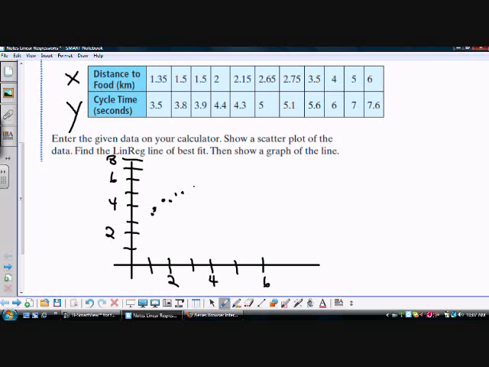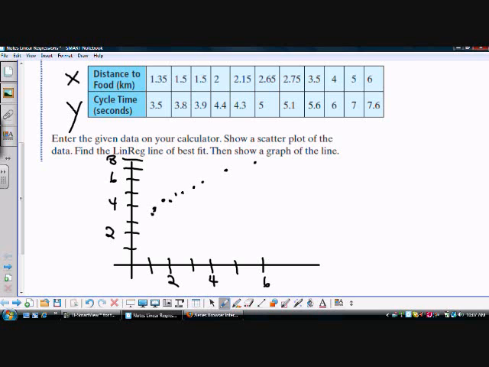3.5 and I go up to 5.6. 4, I go up to 6. Now they made it easier. 5, I go up to 7. And 6, I go up to 7.6. Okay? So, there's my scatter plot.